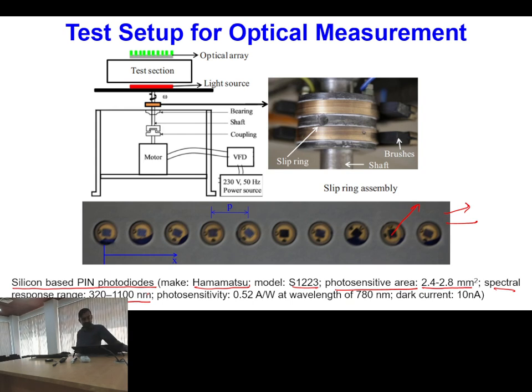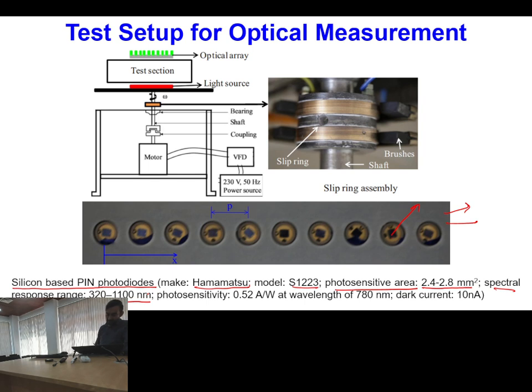So it means that if your input signal has a wavelength in the range of 320 to 1100 nanometers, then it will give you the output voltage signal. So typically it is covering the entire range of visible light. So any visible light source you use, corresponding to that you can generate the signal out of this.